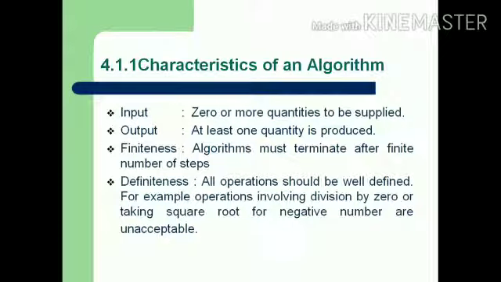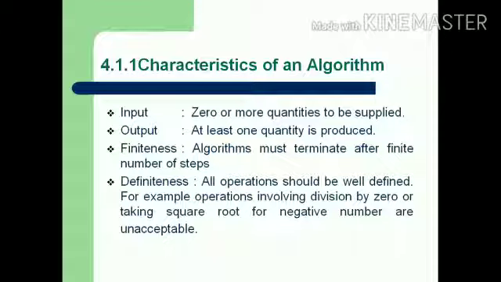Next topic is 4.1.1, characteristics of an algorithm. In this topic, we are going to discuss the characteristics of an algorithm. First characteristic is input. Every algorithm must have zero or more quantities of input. Second characteristic is output. At least one output should be produced by an algorithm. Third characteristic is finiteness. The procedure which we define inside an algorithm must be terminated after a number of steps.